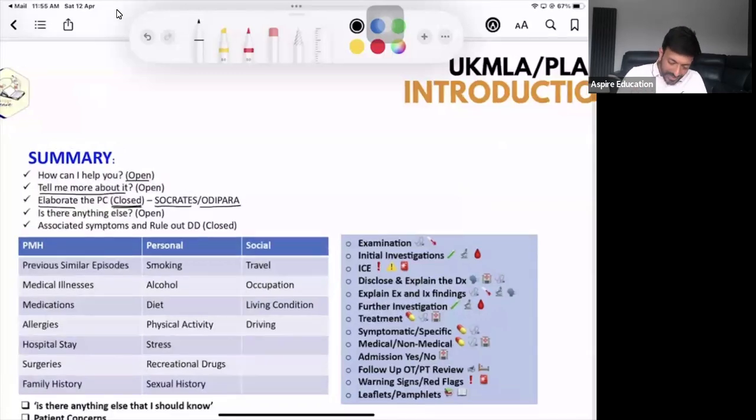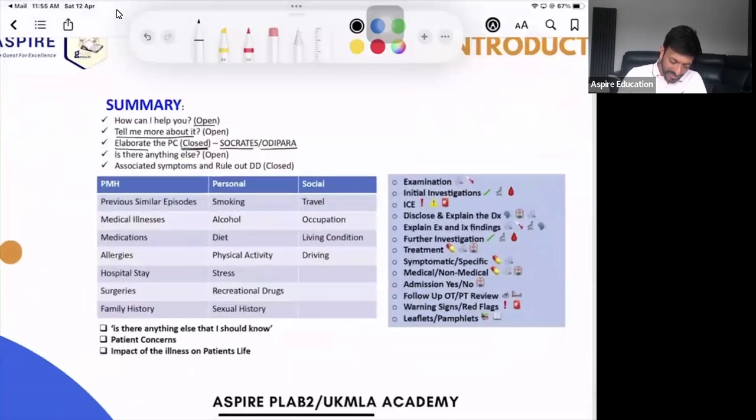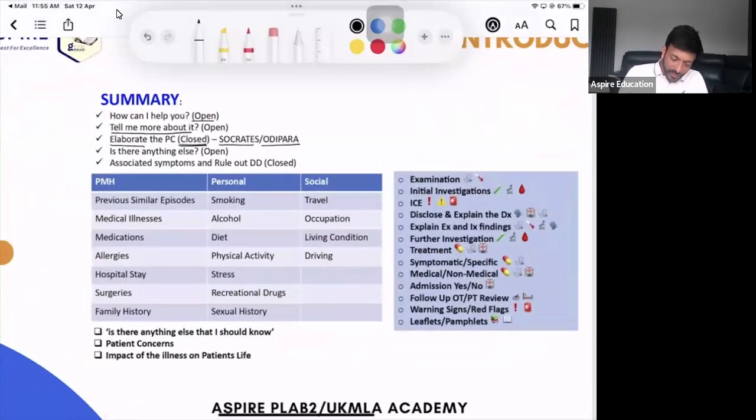Now, how many differentials am I going to rule out? Okay, so we will come into it. So you elaborate the presenting complaint. Once you are done with the elaboration of the presenting complaint, you ask the patient, do you have any other symptom? Again, I'm asking an open question only. If the patient says, yes, I've got another symptom like say cough, you elaborate the cough as well. So you have got pain, you have got cough. Is there anything else? That's what you do, right?